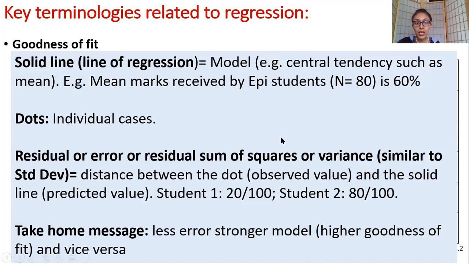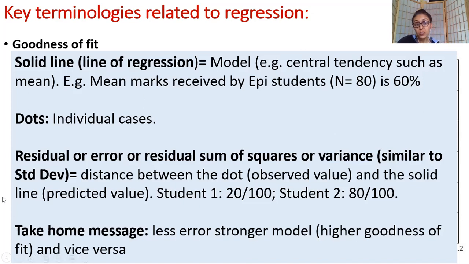Yes, the distance between the dot, which is also called your observed value, the participant or case ID, and the solid line. Your solid line is your predicted value, the idealistic thing which is what you want to see. Your line of regression, with everything being close to it, is the predicted value. The dots are the actual observed values: how is each and every individual faring in reference to your reference line, your benchmark line, or your central tendency line?